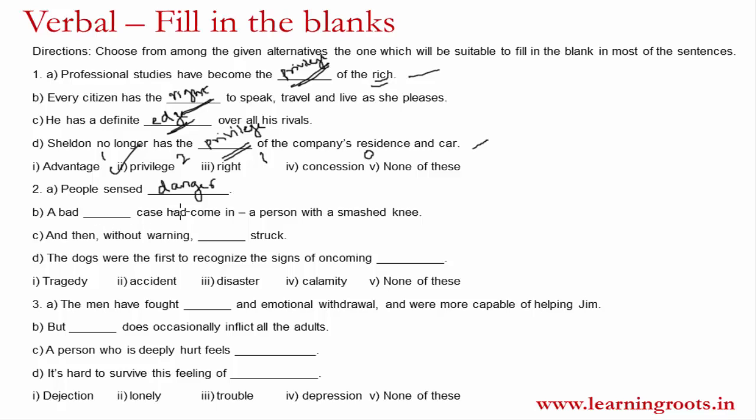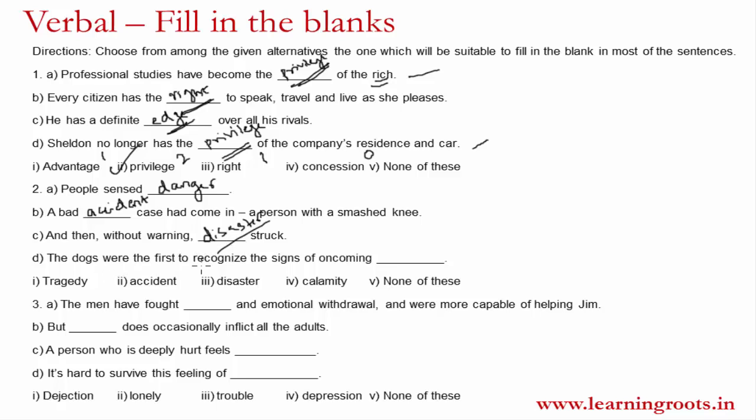A bad dash case had come in. A person with a smashed knee. So smashed knee talks about an accident, so we'll simply say it's a bad accident case had come in. Third sentence, it's pretty straightforward. And then without warning disaster struck. So you can simply write disaster here. It's a very commonly used sentence, so disaster struck is something that can be used here.